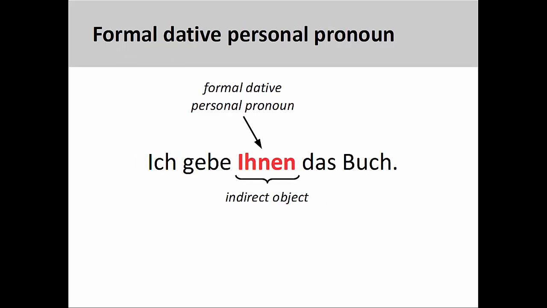Finally, the sentence you see here, Ich gebe Ihnen das Buch, I give the book to you, looks a lot like the sentence we saw earlier. Note, however, that the first letter in Ihnen is capitalized. This means that Ihnen is a formal dative personal pronoun, and the person I am addressing is a stranger, a business associate, or somebody I just met. In other words, a person I would want to show respect to. This dative personal pronoun is used both in the singular and plural.